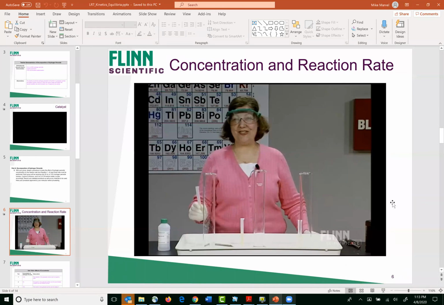And as Dan's doing that, remember what we did. We had three separate flasks. Each flask contained a controlled amount of hydrogen peroxide. So across each flask, we controlled the amount of hydrogen peroxide. We kept it the same, but the concentration was different in each. And then we added the same amount of catalyst.